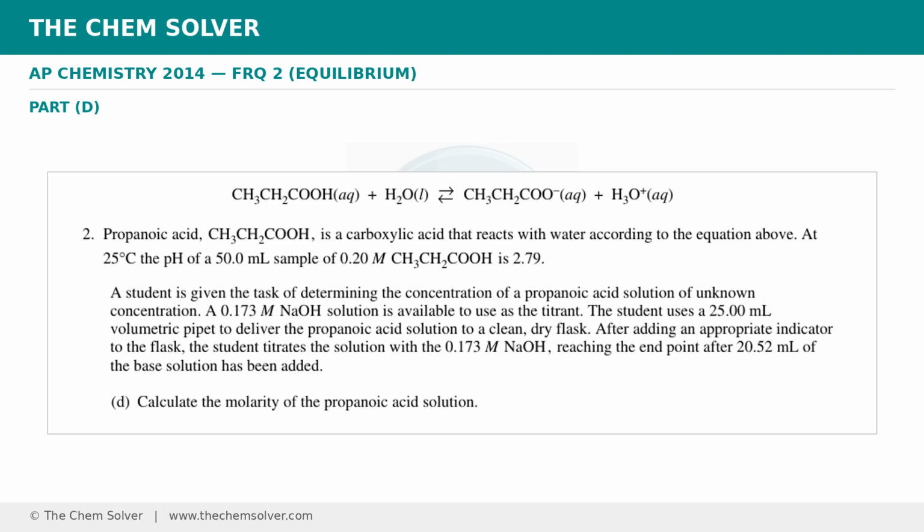A student is given the task of determining the concentration of a propanoic acid solution of unknown concentration. A 0.173 molar NaOH solution is available to use as the titrant. The student uses a 25.00 milliliter volumetric pipette to deliver the propanoic acid solution to a clean, dry flask. After adding an appropriate indicator to the flask, the student titrates the solution with the 0.173 molar NaOH, reaching the end point after 20.52 milliliters of the base solution has been added. Calculate the molarity of the propanoic acid solution.